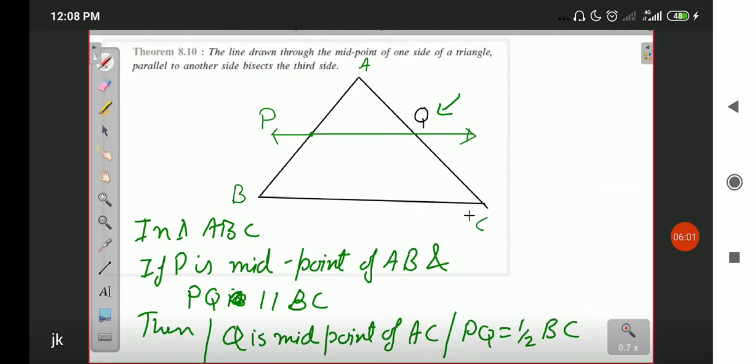Once again, the proof of this theorem was important until last year, but this year due to the coronavirus pandemic, 30% of your syllabus has been reduced. So the proof part of this theorem is also decreased. So on the basis of these theorems, we will start with the questions.